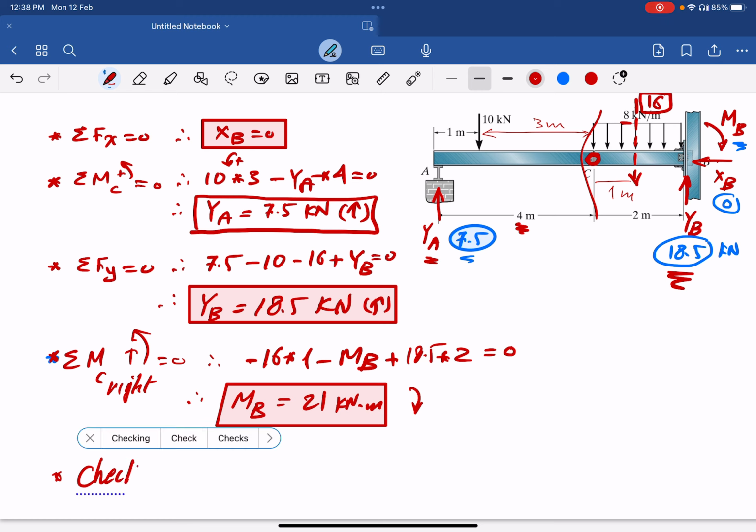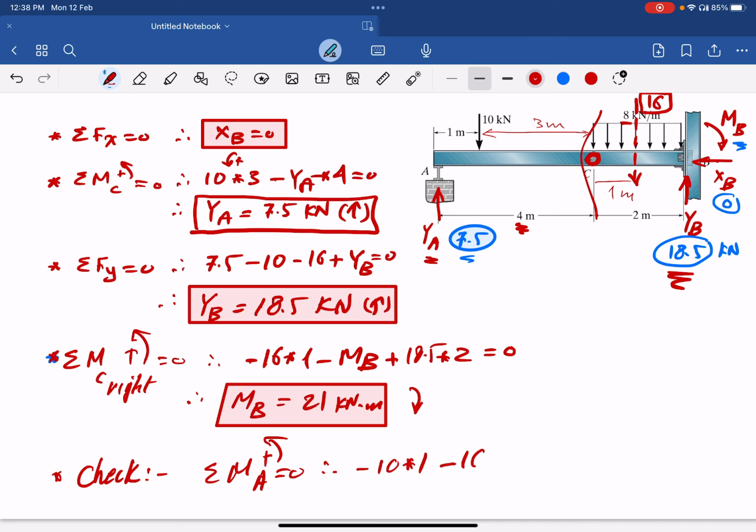Now, making a check. Don't forget to make a check. Summation of moment at A equals 0. This is counterclockwise. Therefore, minus 10 times 1 minus 16 times 5 minus 21 plus 18.5 times 6. All will be 0. It means your answer is correct.